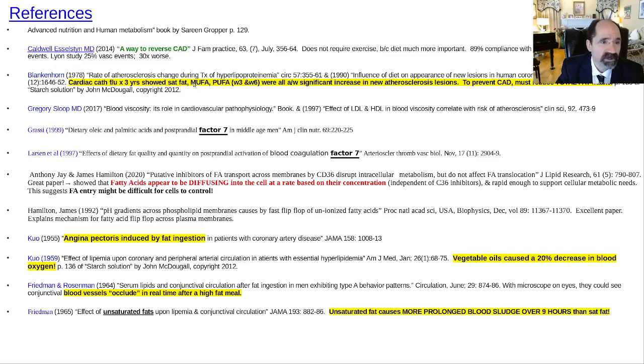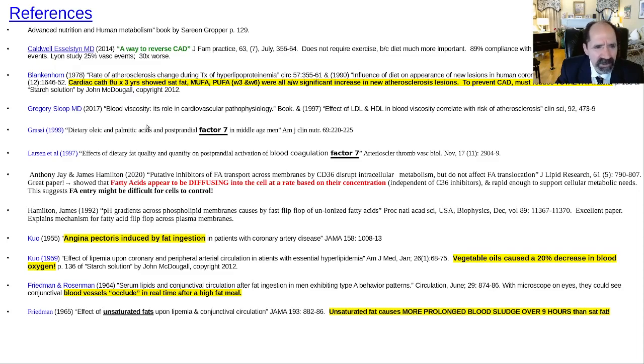Okay, so here are the references, if you want to look any of this stuff up. A pretty good nutrition book is Advanced Nutrition and Human Metabolism by Gropper. Caldwell Esselstyn has his famous 2014 paper on how to reverse coronary artery disease, and of course his book is great. Blankenhorn's paper, 1978, a cardiac cath follow-up: it didn't matter what type of fat they ate, whatever fat they ate, it increased atherosclerosis. Sloop's the guy who wrote the book on viscosity. All these dietary fats will increase blood viscosity, and they're all atherogenic.